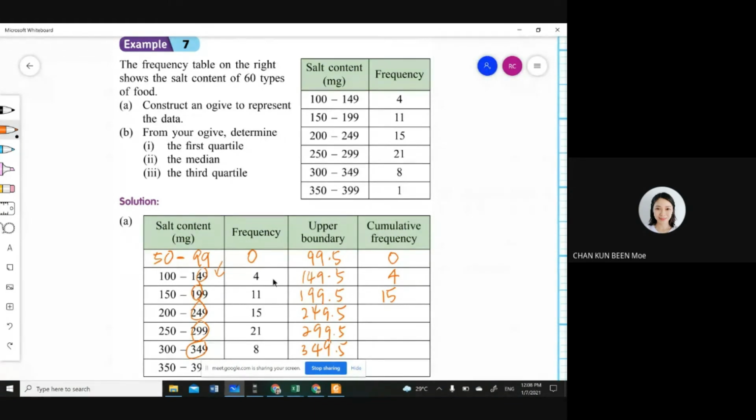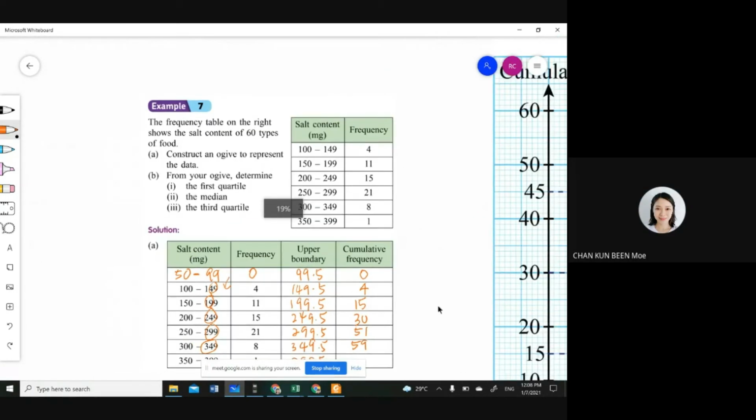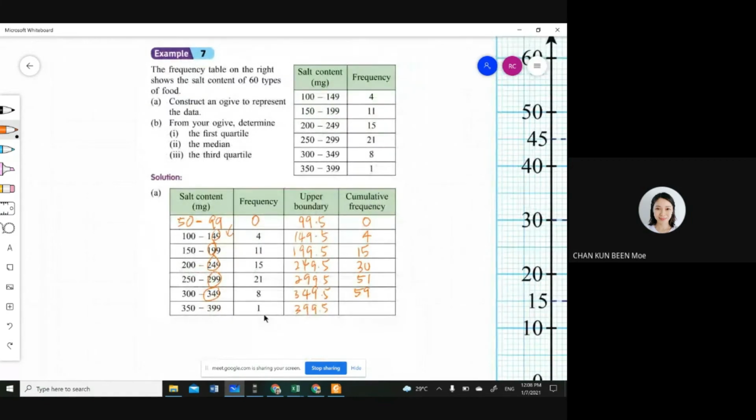So 0 plus 4, we get 4. 4 plus 11, we get 15. 15 plus 15, how much? 30. Correct. Then we add 30 with 21 will be 51. 51 plus 8, 59. Okay, there's one more row at the bottom. So 59 plus 1, 60. Yes, 60 altogether. Okay, so after that, we can plot our ogive based on the upper boundary and cumulative frequency.